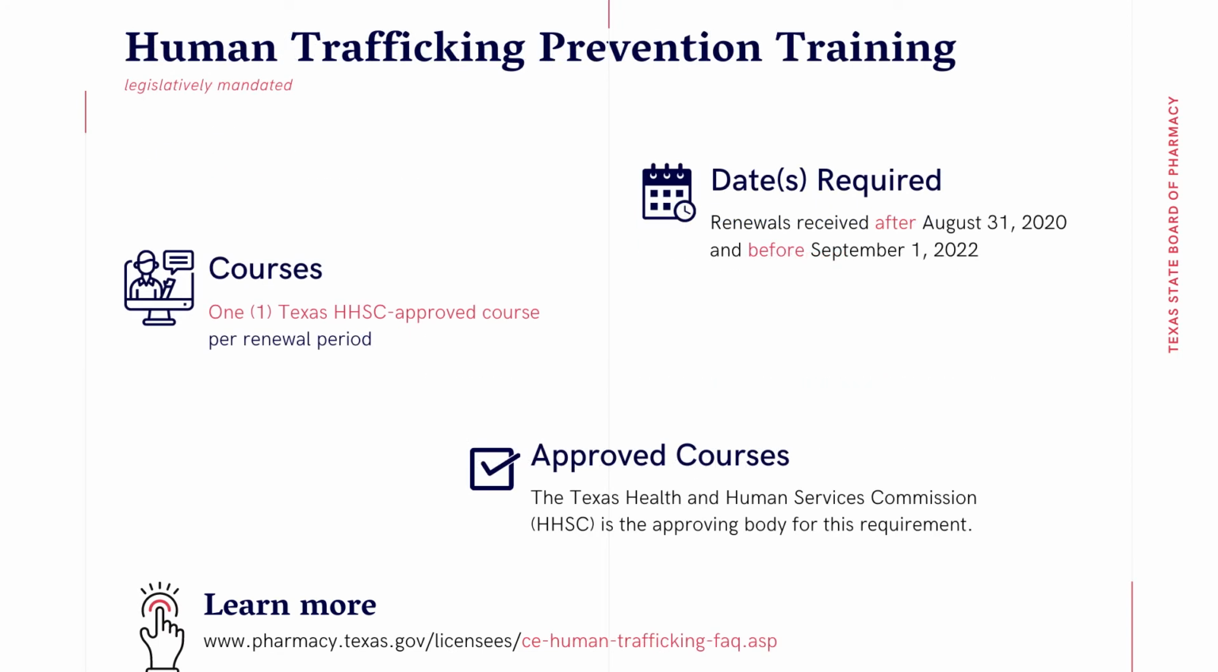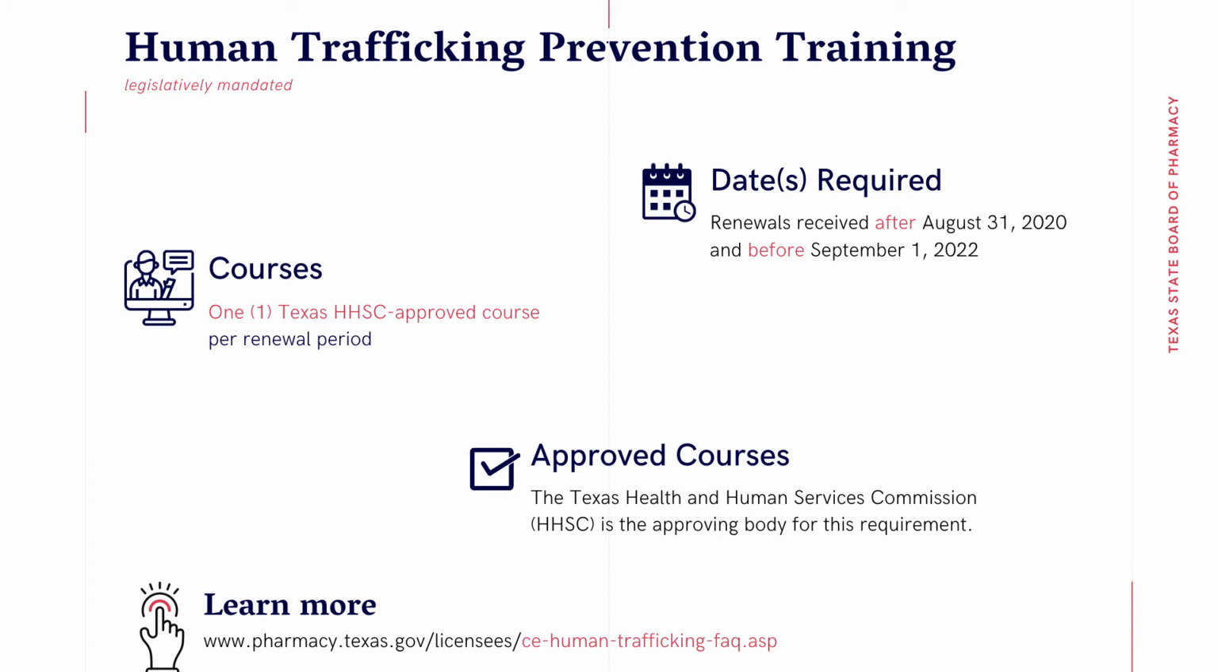Now, the Human Trafficking Prevention Training course is a bit different from all the other CE you've been required to complete in the past. It's legislatively mandated, and it's unique in that the approving body for the course is the Texas Health and Human Services Commission, or Texas HHSC. It's required for renewals received after August 31st, 2020 and before September 1st, 2022. So as of this recording, it is a current requirement for renewal.